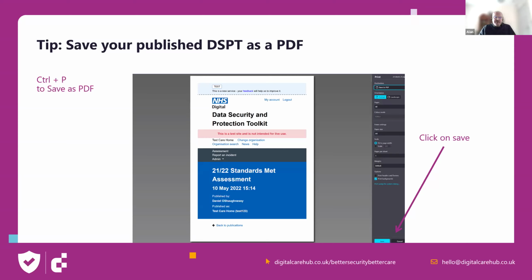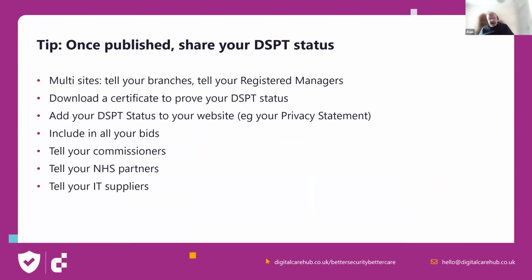Well, a few tips in relation to once you've published your DSPT. You may be publishing in terms of a multi-site. Really important that you tell your branches, A, that you've published, and B, what's within the responses to the toolkit questions so that they can make sure that they are compliant with what you've said about what they do and how they do it. So tell your registered managers. You can download your certificate and copy it for the various locations. Add DSPT status to your website or indeed your privacy statement.